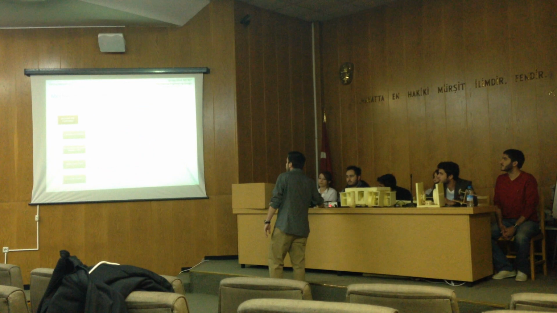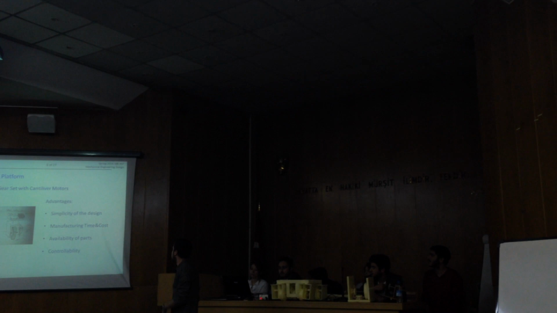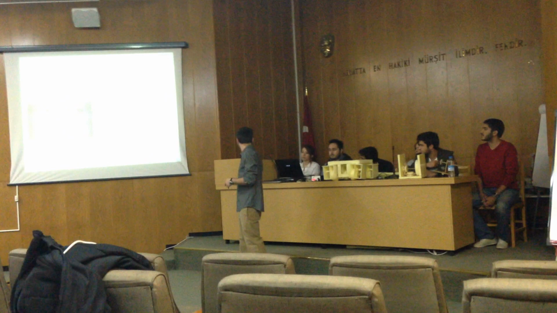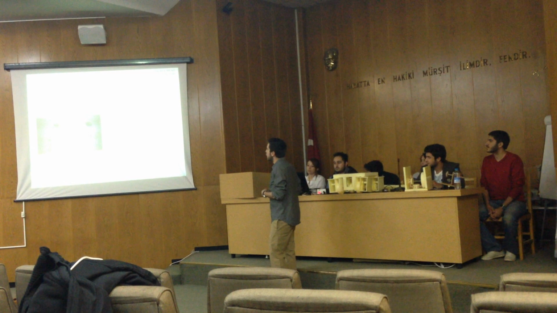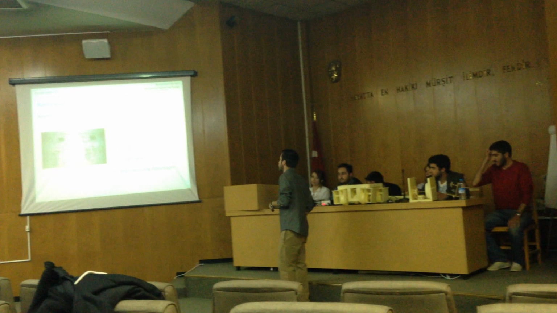We had five main sub-functions. One of them was moving the platform. In this one, our winner was the gear set with cantilever motors because of its advantages of simplicity of design, manufacturing time and cost, availability of the parts, and controllability. Controllability was the key one in here. What about rotating with zero turning radius? Same concept here too. As I mentioned before, some concepts might be shared within the sub-functions. Same concept, gear set with cantilever motors, and its advantages were controllability, durability, design simplicity, and manufacturing advantages.